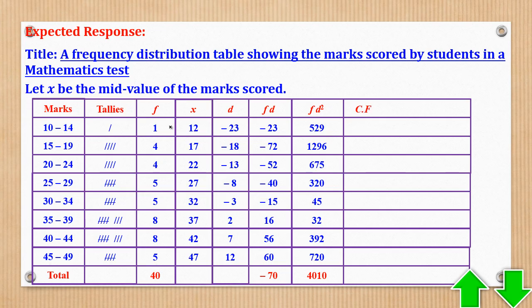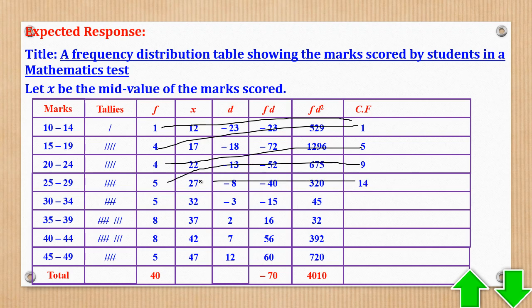So next is cumulative frequency. First write this one here. Then 1 plus 4 is 5. 5 plus 4 is 9. 9 plus 5, 14. 14 plus 5, 19. 19 plus 8, 27. 27 plus 8, 35. 35 plus 5, 40.